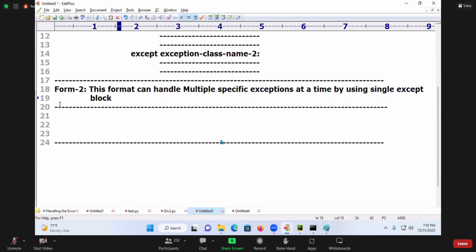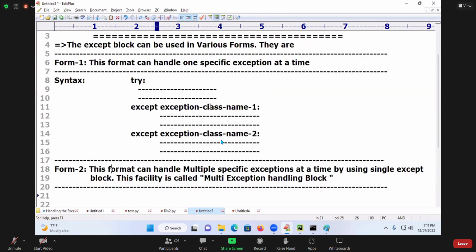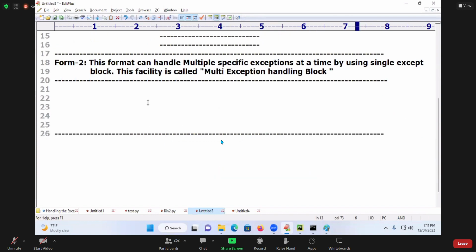by using a single except block. It's important, students: by using a single except block. And this facility is called a multi exception handling block.